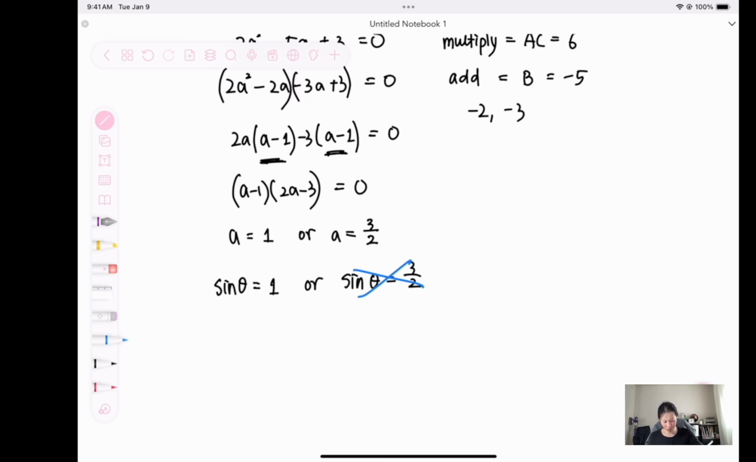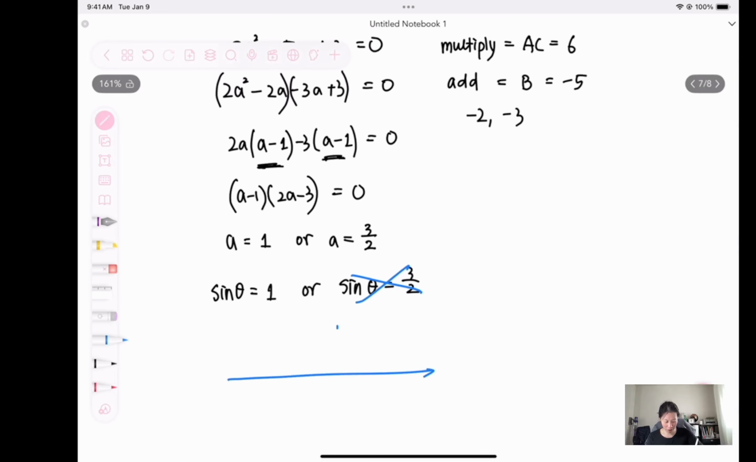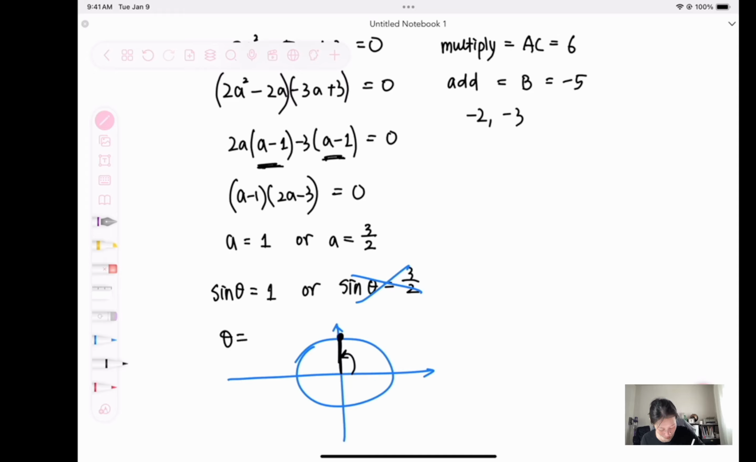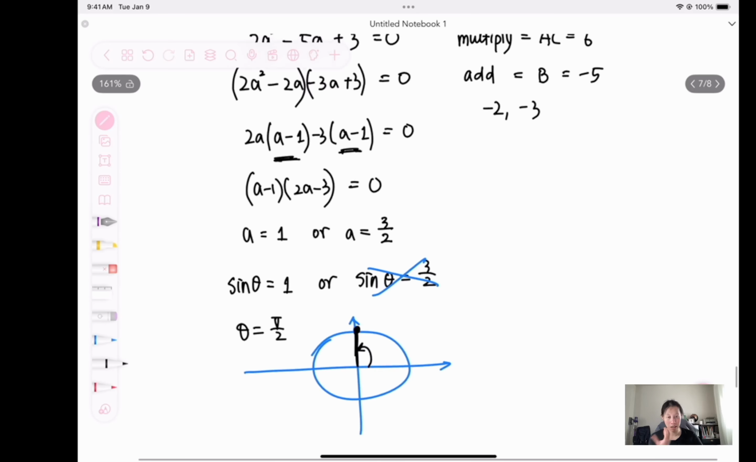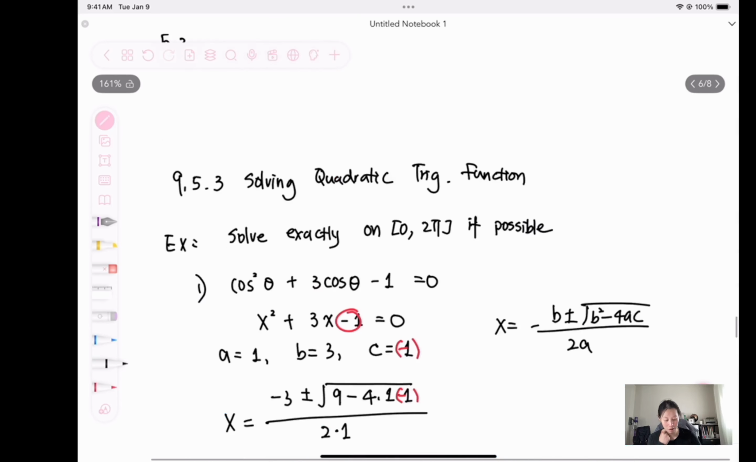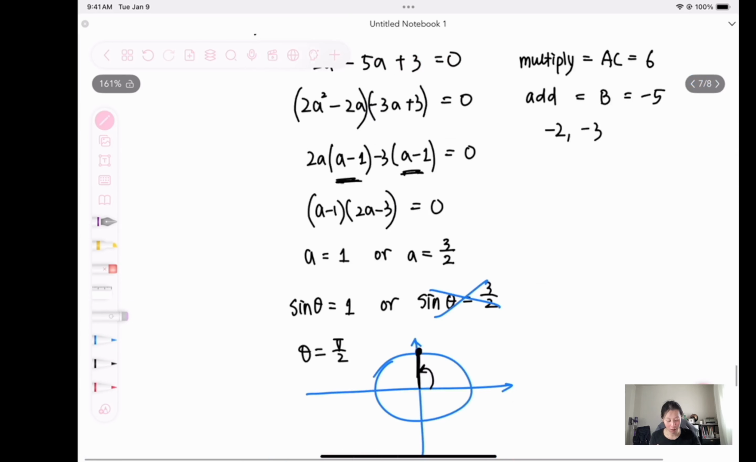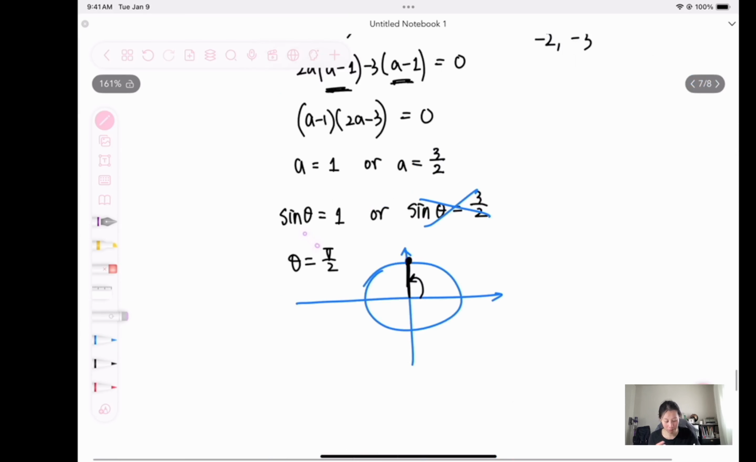Well, sine theta equals 1 should be an easy one, because sine in here is equal to 1. So that means this is going to be our angle, which is theta equals pi over 2. That's it, because we want all the solutions to be in 0 to 2 pi. Everything is in this domain. All right, solution. Oh, let me circle it.